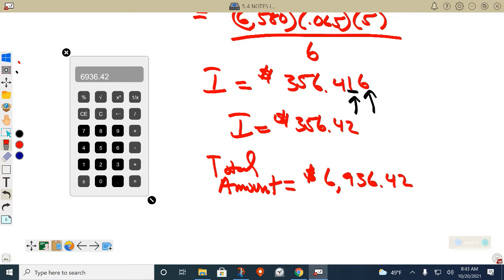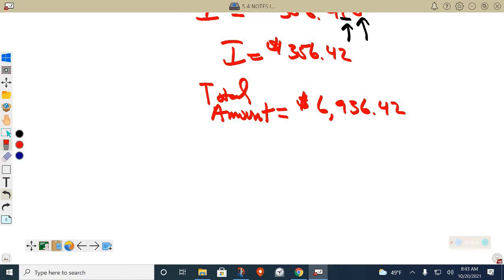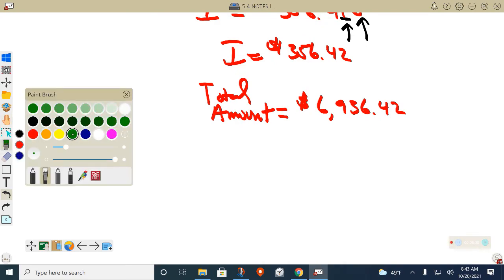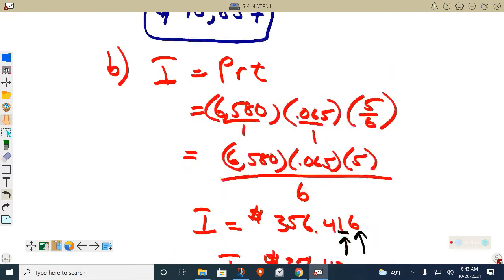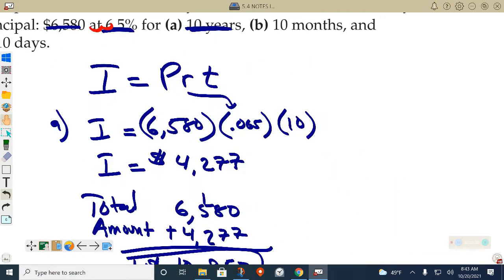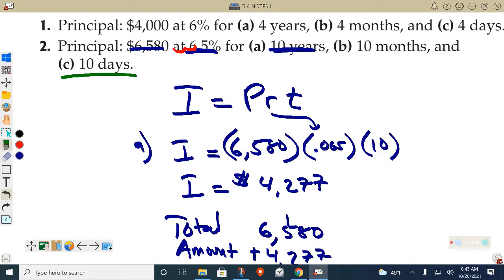Last example. How about, I'll go green for C. Part C now is 10 days. How much will the money grow in 10 days? It's not a big deal, is it?